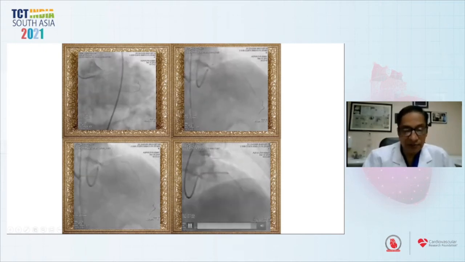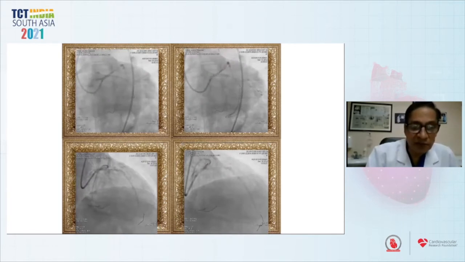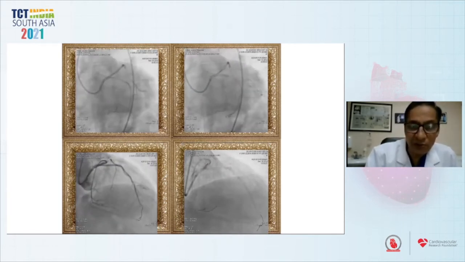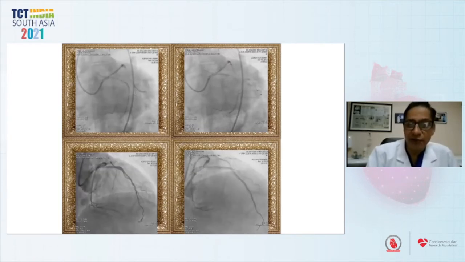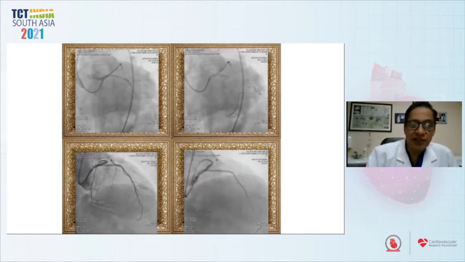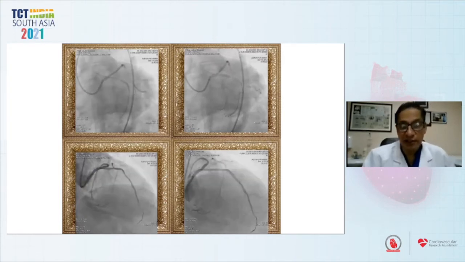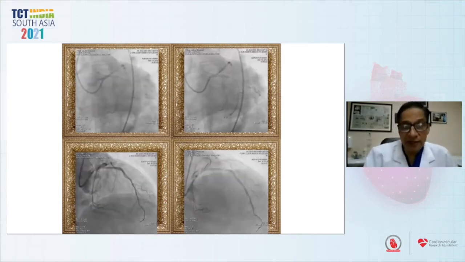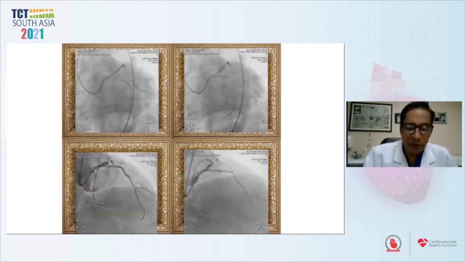And it was dilated, optimized, and then circumflex was also in bad shape. There was a dissection into the circumflex, compromised flow, and even after we had stented everything in the LAD and left main, even at that stage, due to circumflex, we were getting into trouble in the sense that the patient was having intermittent bradycardia and hypotension.